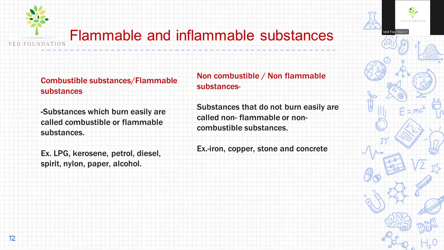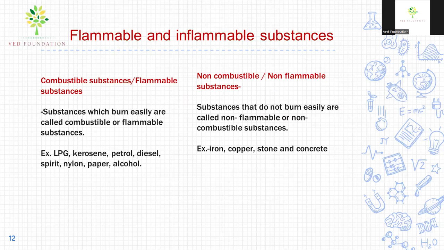Flammable and non-flammable substances. Combustible or flammable substances. Substances which burn easily are called combustible or flammable substances. For example, LPG gas, kerosene, petrol, diesel, spirit, nylon, paper, alcohol. These are combustible substances. They catch fire easily.